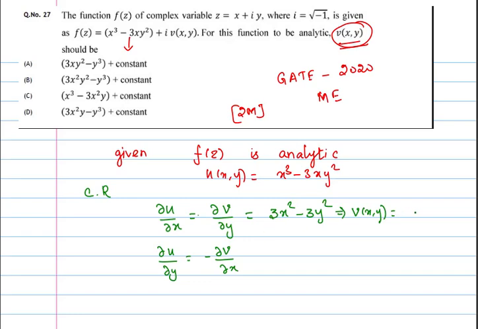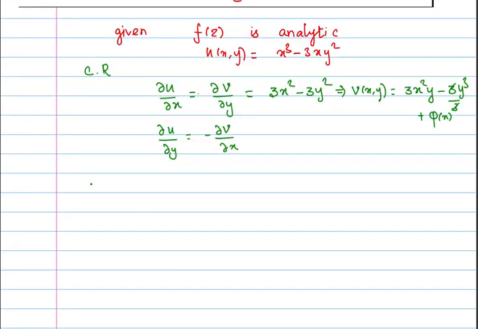That means x is treated as a constant. So, 3 times x square y minus 3 times y cube divided by 3 plus some phi of x. So, 3 is cancelled. This implies our v of x comma y equals 3 times x square y minus y cube plus phi of x. Our aim is to find phi of x, so we are using the second condition.